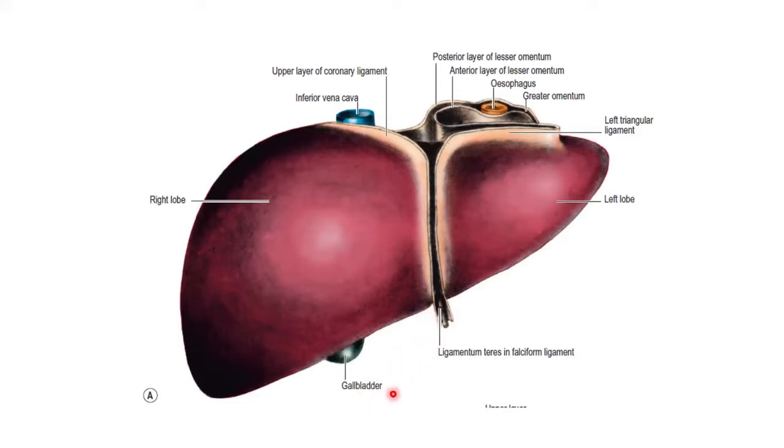This is a remnant of an embryological vessel. Can anyone remember what that vessel is? Umbilical vein? Umbilical vein, exactly, very good. So you have learned about the fetal circulation. So extending from the umbilicus to the lower end of the liver, you have the umbilical vein, which later gets obliterated and becomes the ligamentum teres.